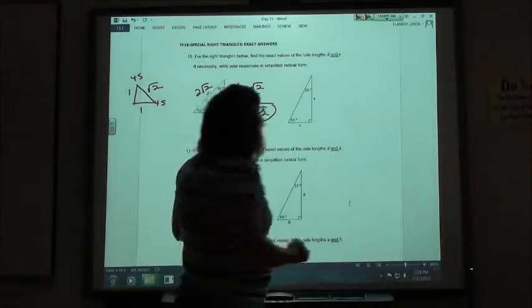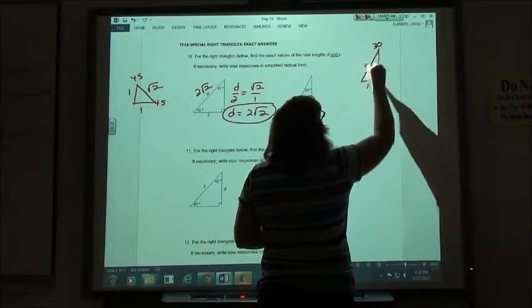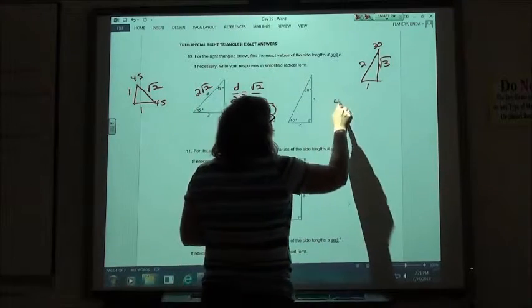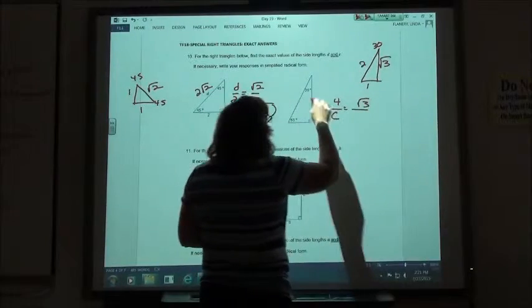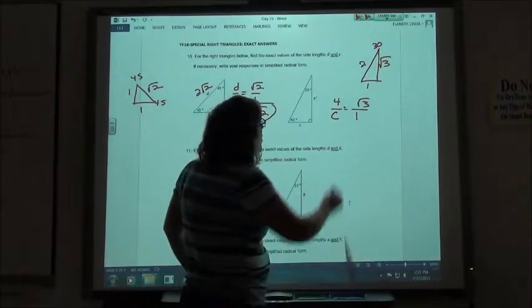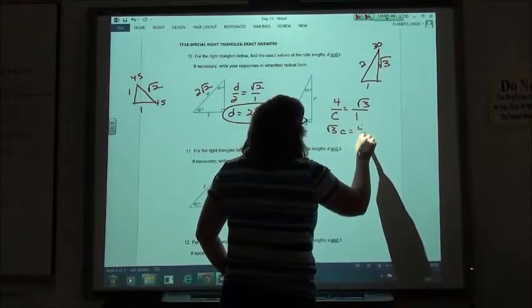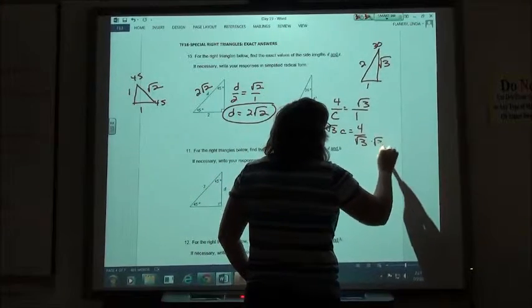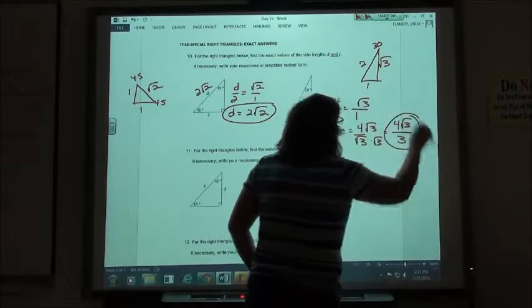Over here we've got that 30, 60, 90 triangle. And we know that the one opposite the 30 is 1, the hypotenuse is 2, and the other one is square root of 3. So we have 4 over c, so we're going to have the square root of 3 over 1. Right? We have that one side and that side. So cross multiplying, we would get square root of 3 c equals 4. We then end up dividing by the square root of 3, and so when we rationalize, we get 4 square root of 3 over 3 for our missing side.